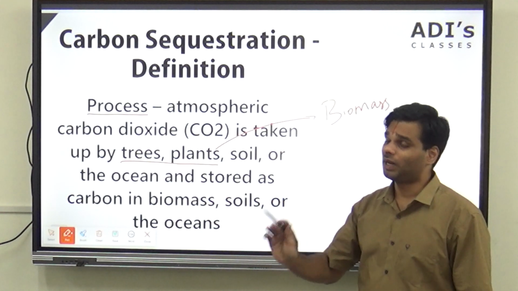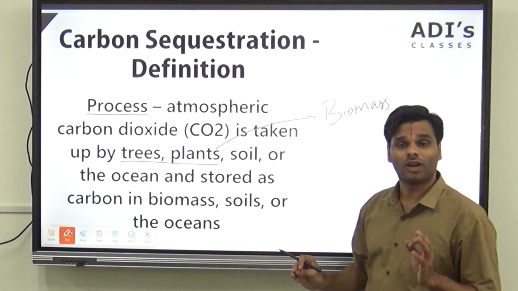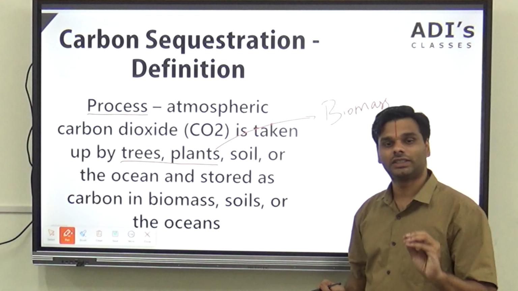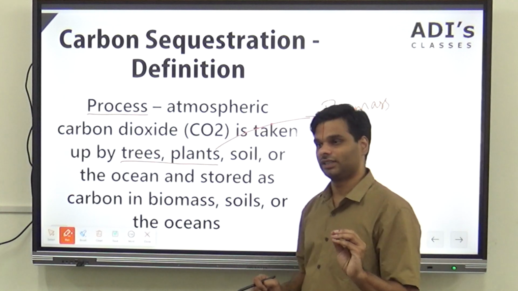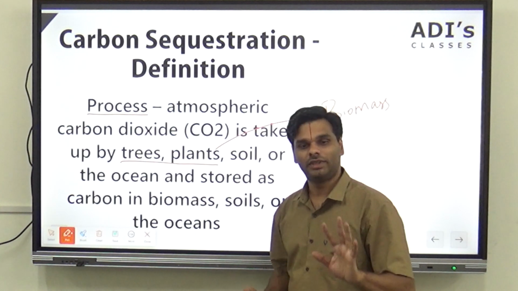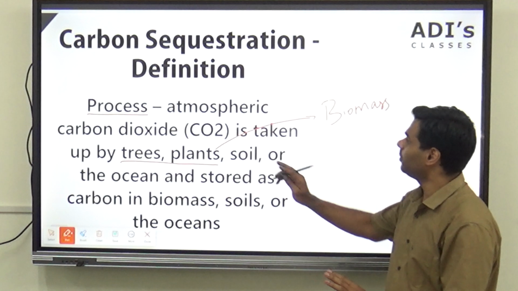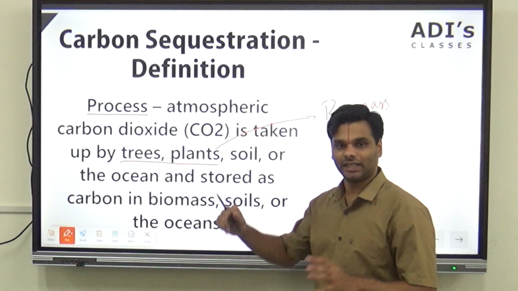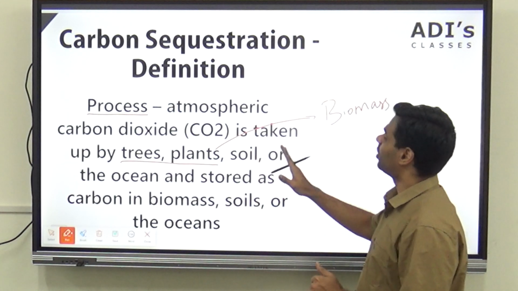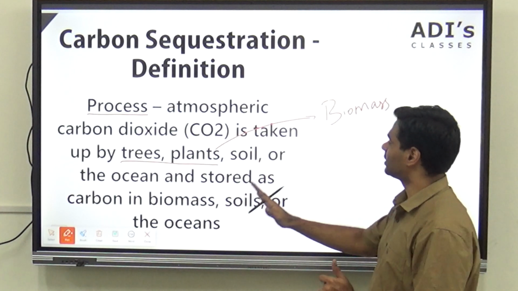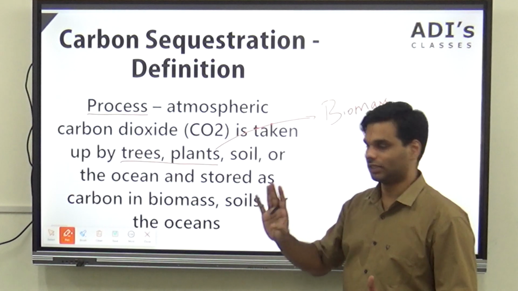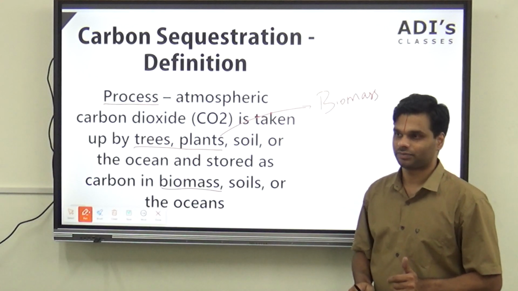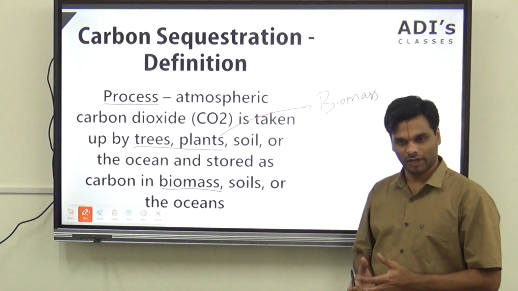Clear, no? Biomass is not just plant material or tree material. I think this much must be very clear to everybody, because students get confused thinking it is just plants or trees. Not just plants or trees. So atmospheric carbon dioxide is taken up by trees or plants or biomass and soil or the ocean and stored as carbon in biomass, soils or the ocean. See, here the word is coming. Stored as biomass.